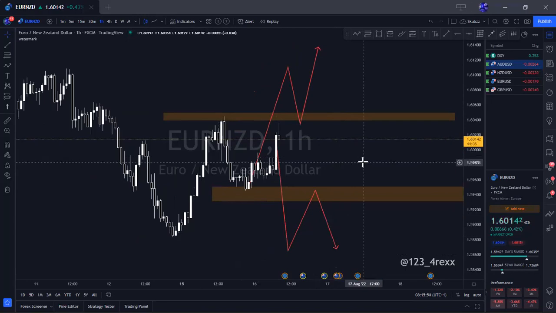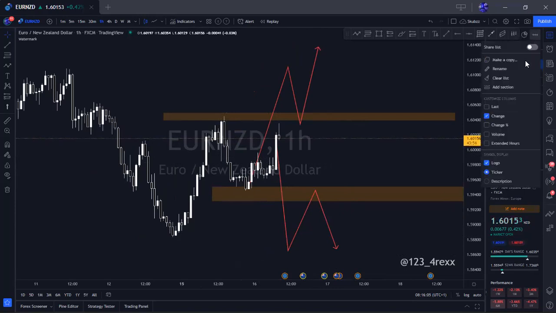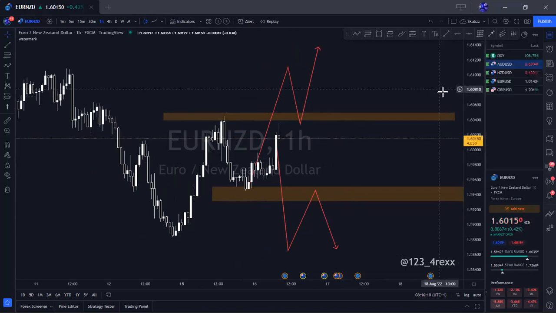Any other pair? Okay. If there's no other pair to look at, then we'll call it a day.